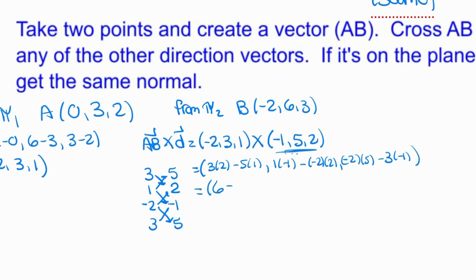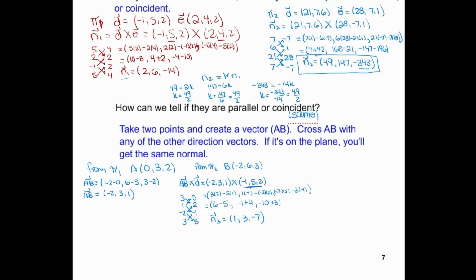So now we have 6 minus 5, we have negative 1 plus 4, and we have negative 10 plus 3. So this gives us a direction vector, we'll call it N3, for lack of a better thing to call it, of 1, 3, negative 7. So I think we can see that this is actually a scalar multiple of both of these normal vectors. Therefore, the planes are the same. So that means they are coincident.